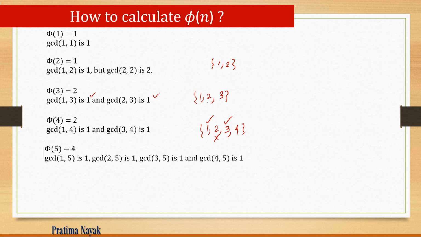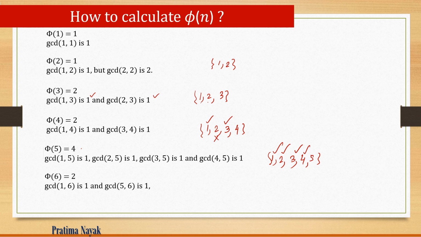Phi of 5. For phi of 5 we take 1, 2, 3, 4, 5. 1 and 5 are co-prime, so it is counted. 2 and 5 are also counted. 3 and 5 are also counted. 4 and 5 are also counted. And 5 and 5 is not counted. So 1, 2, 3, 4 are counted. This is 4.